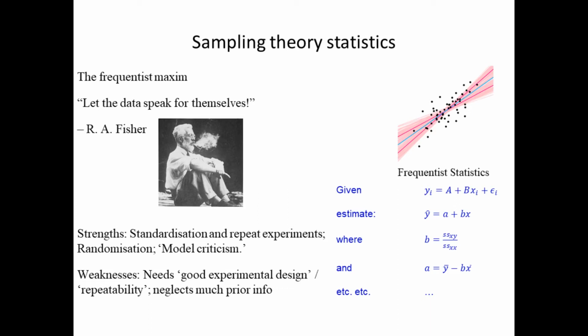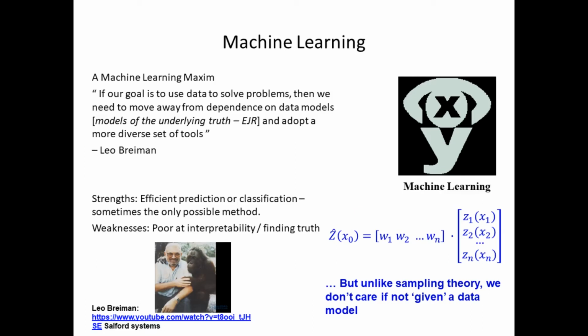Okay. School of thought number 3, machine learning. So from Leo Breiman, an advocate, an important machine learning scientist, he said, if our goal is to use data to solve problems in the real world, he means, then we need to move away from this dependence on data models. By data models, he means models of underlying physical truth. He says, we can't always have these models, therefore we need to adopt a more diverse set of tools.